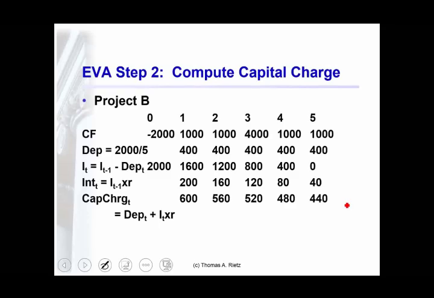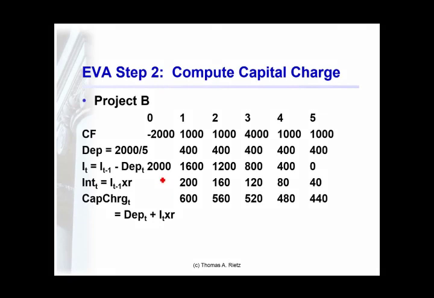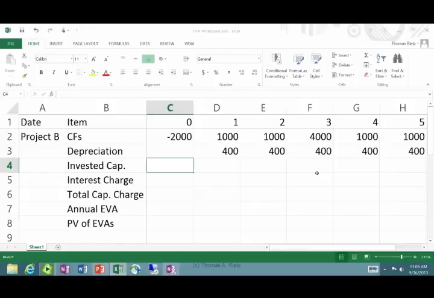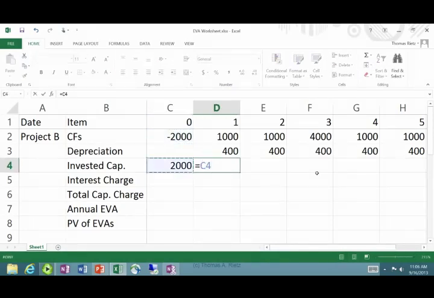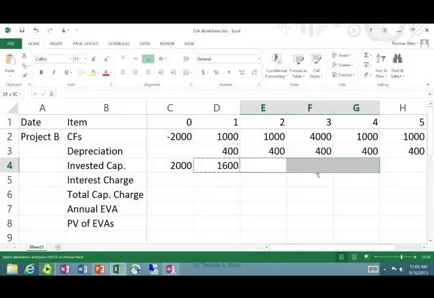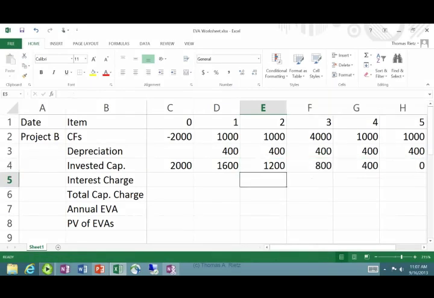The next thing we need to do is figure out what invested capital is. Invested capital every year is last year's invested capital minus depreciation. So if they invest $2,000 at the beginning, every year we just subtract $400 using straight line depreciation. I'll just copy that over, and you can see we go from $2,000 to $1,600, $1,200, 800, 400, and 0.